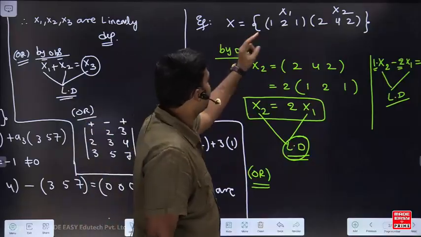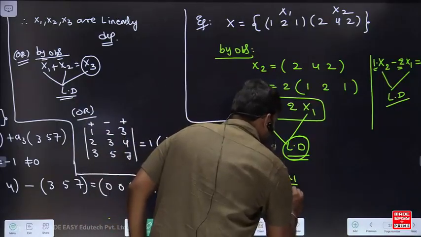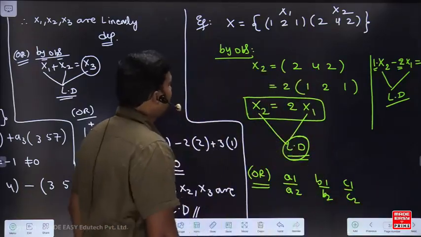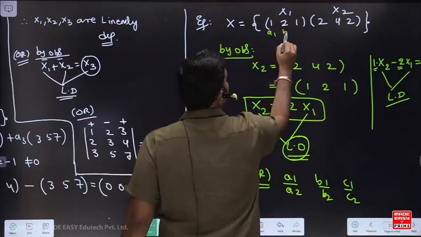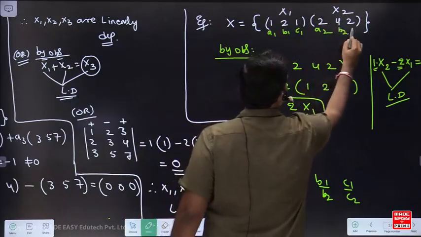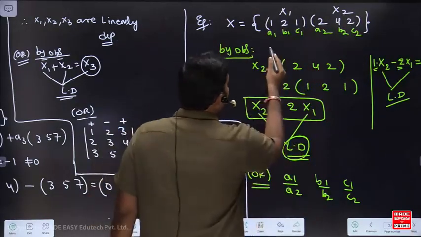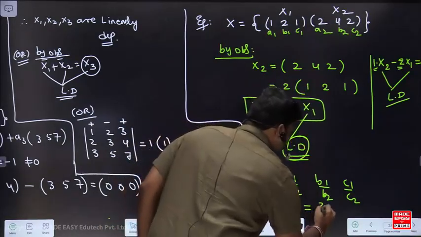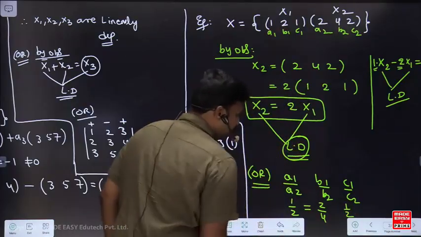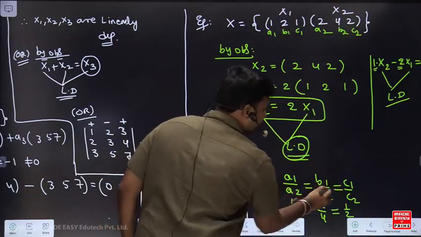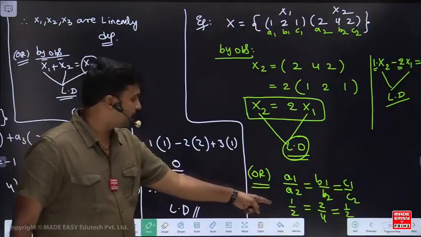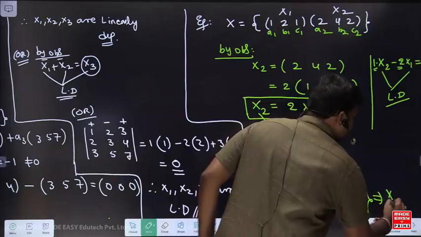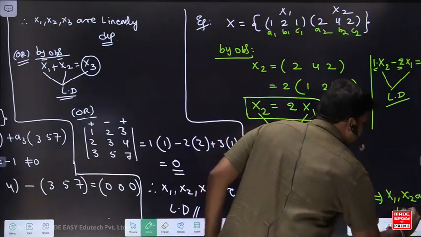So in this case what I do is take the ratio a1 by a2, b1 by b2, c1 by c2, right. So I'll take this one as a1, b1, c1 and a2, b2, c2. So what is the ratio of this? That is 1 by 2. So 1 by 2, b1 by b2 is 2 by 4, and c1 by c2 is 1 by 2. Are they equal or not? They are equal. If the ratios are equal, it is very clear x1 and x2 are linearly dependent.